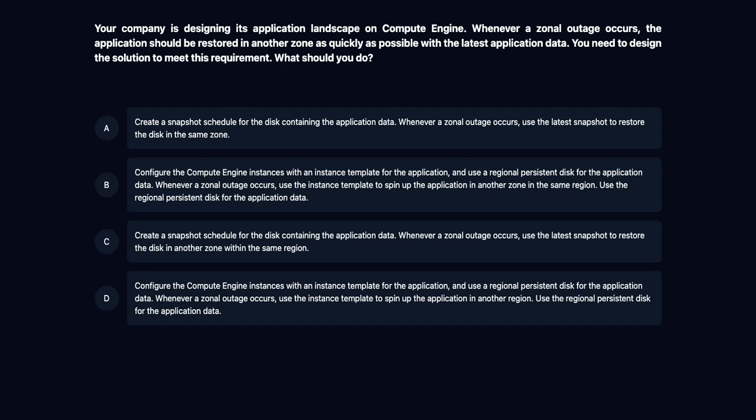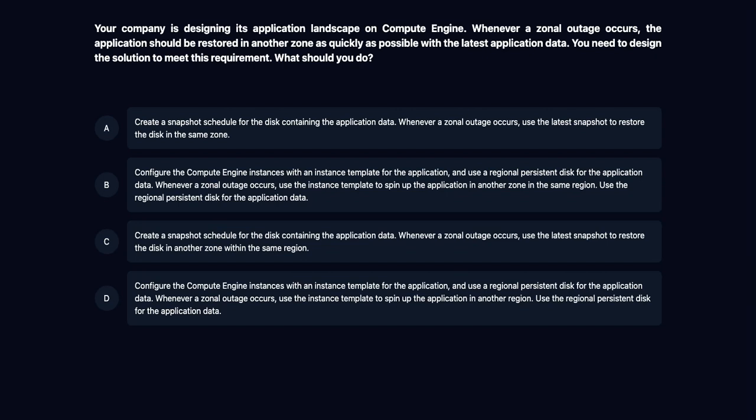Option B. Configure the Compute Engine instances with an instance template for the application, and use a regional persistent disk for the application data. Whenever a zonal outage occurs, use the instance template to spin up the application in another zone in the same region. Use the regional persistent disk for the application data. Option C. Create a snapshot schedule for the disk containing the application data. Whenever a zonal outage occurs, use the latest snapshot to restore the disk in another zone within the same region.